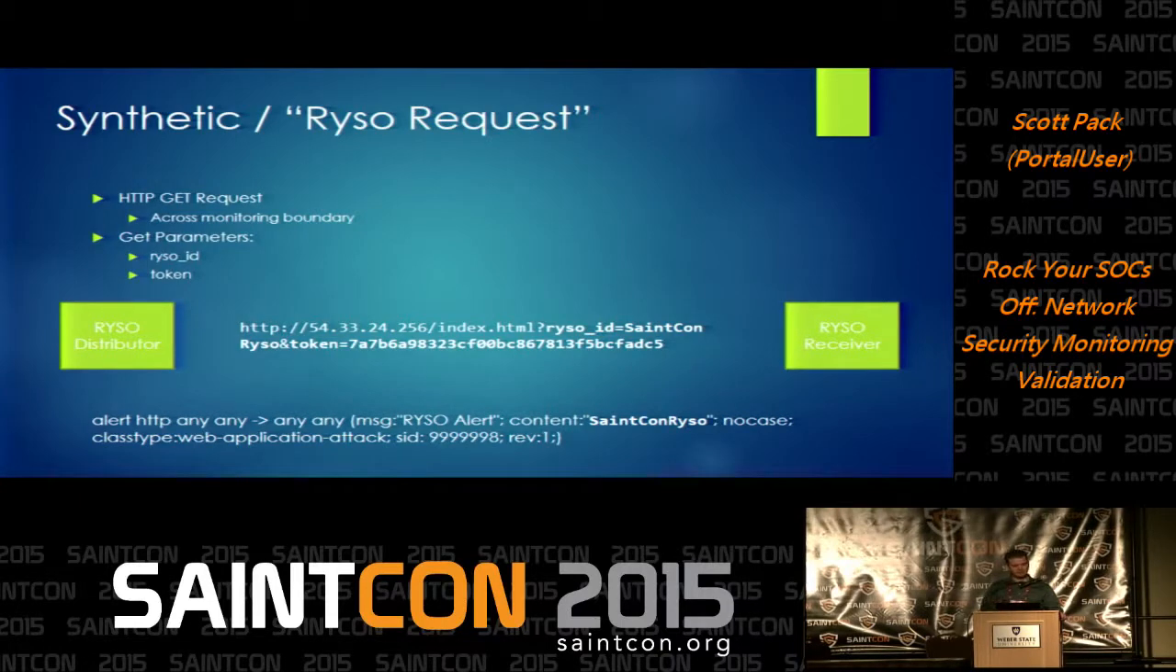So beyond that, you have another identifier in each request. You'll see beyond the Riso ID equals SaintCon, you'll see this token equals. So that token needs to be randomly generated for each request that you send across through the IDS. And that'll come into play a little bit more later. It helps you uniquely identify these.